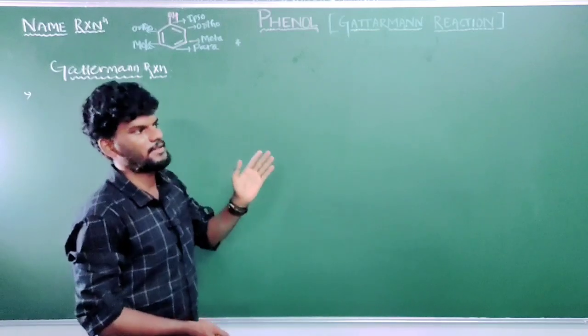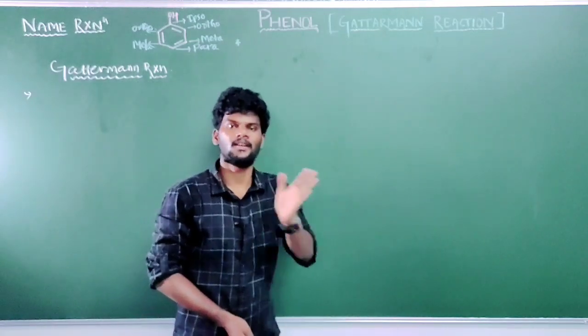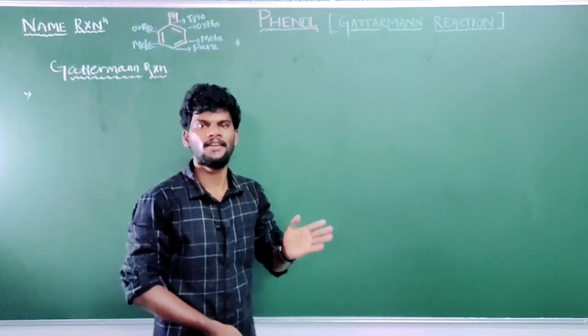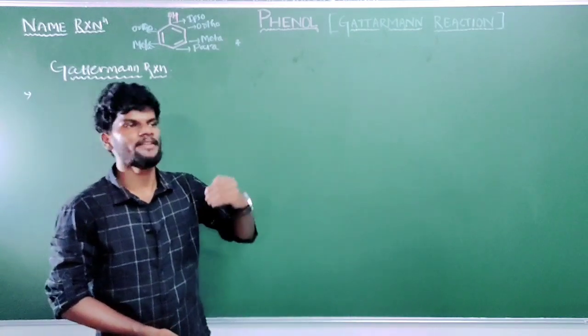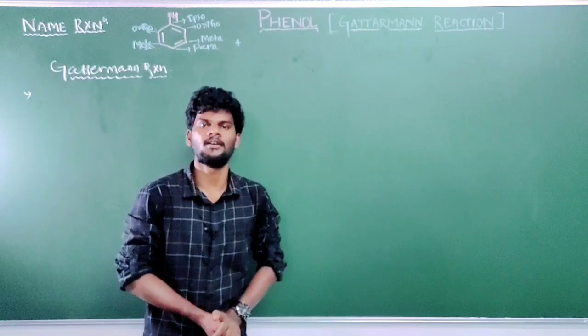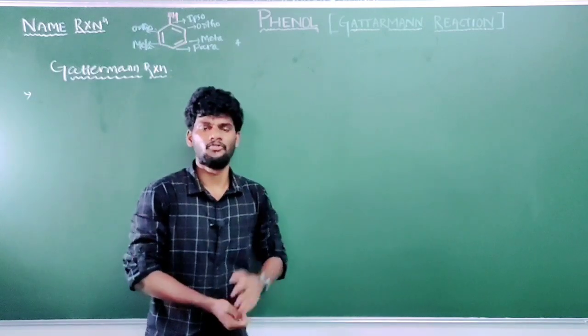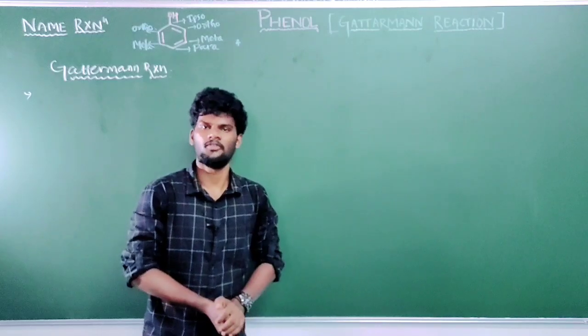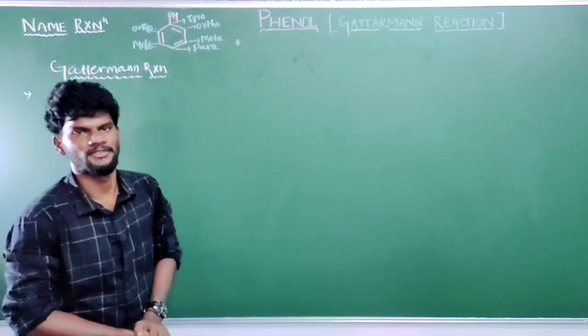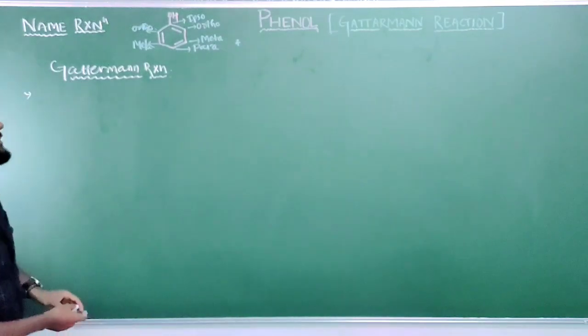Basically it is the reaction where phenol gets converted into salicylaldehyde in presence of hydrogen chloride and hydrogen cyanide, and also in presence of one catalyst known as Lewis acid catalyst. You can take aluminum chloride or zinc chloride, okay, and followed by hydrolysis. Okay, so write the definition.